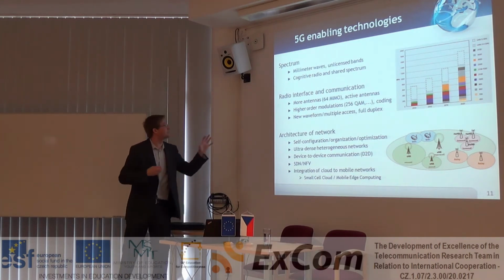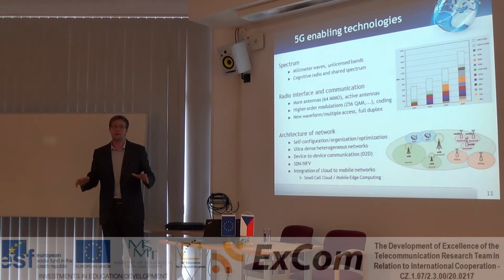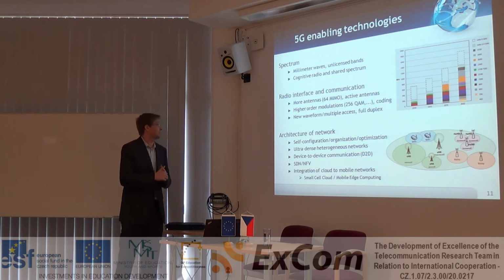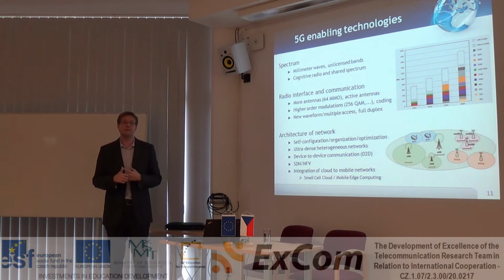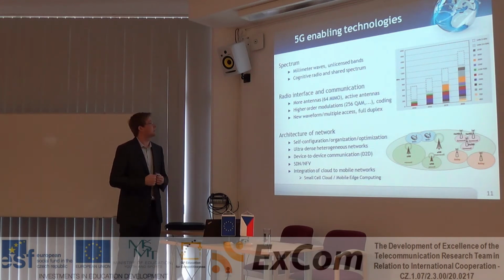The second area is related to communication itself. It's more about physical layer. So it's assumed that more antennas will be used. Currently in ongoing version of 3GPP they speak about 64 antennas.